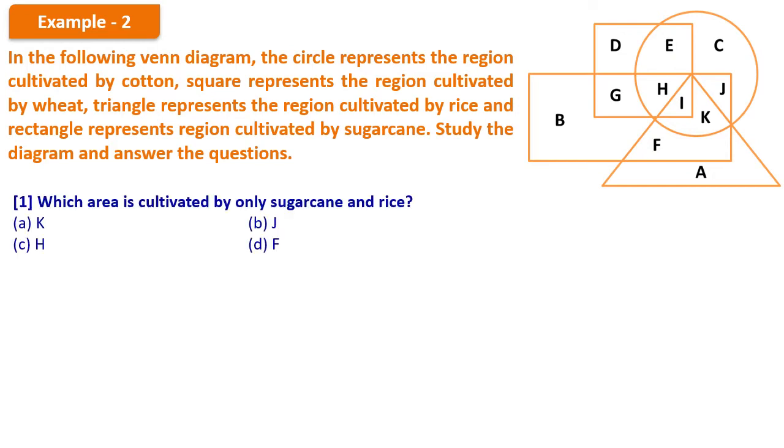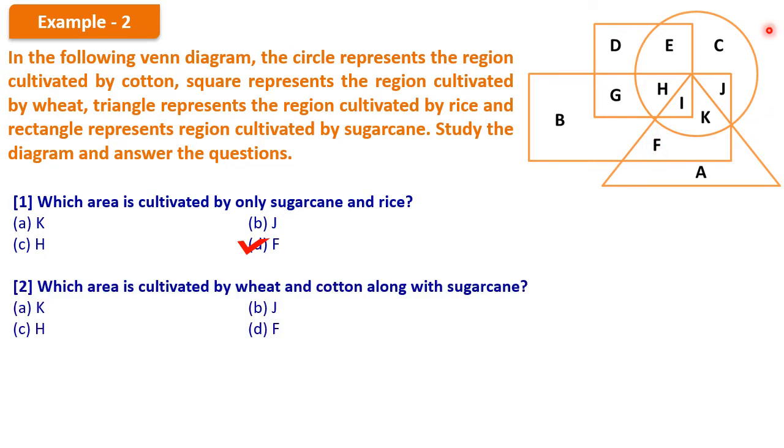The very first question. Which area is cultivated by only sugarcane and rice? Well, you can guess the answer. The correct answer for this question is option D, the region F, which is cultivated by only sugarcane and rice. So this is the region F, which is inside the triangle and rectangle, and it is outside the square as well as circle.